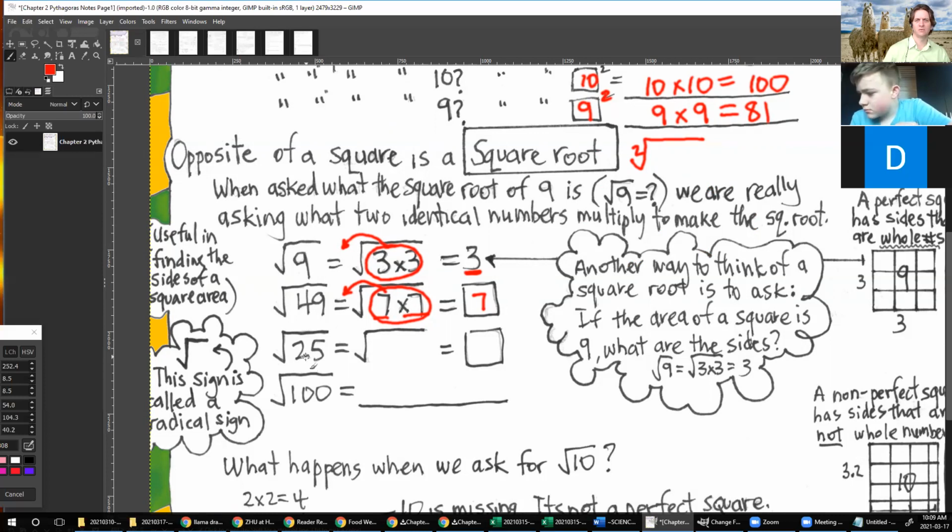All right, let's do the square root of 25. So again, we're asking ourselves, what two identical numbers multiply to make 25? Well, I think that it's going to be 5 times 5. And 5 times 5 is 25. Because I have a pair, I'm going to circle the pair, and I'm going to be able to pull them out of the square root, and it just becomes one of those two numbers, 5.